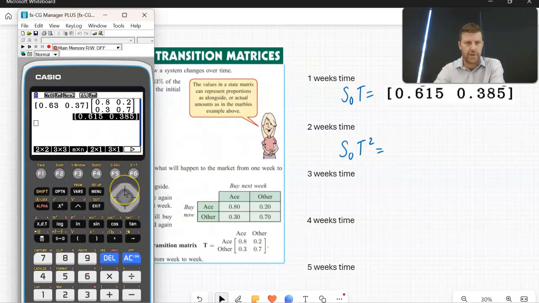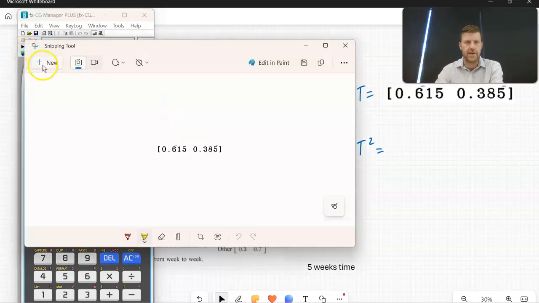And all I'm going to try and do here, this is a little bit of a shortcut, is just square my last equation, which will give me, again, a slightly different answer. Again, I'm going to screenshot this to save the hassle of writing it down.